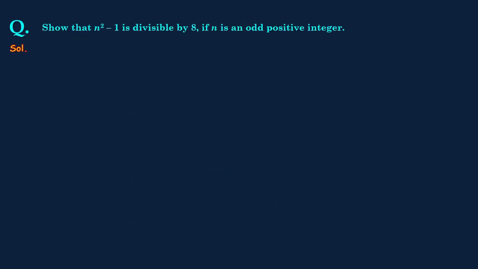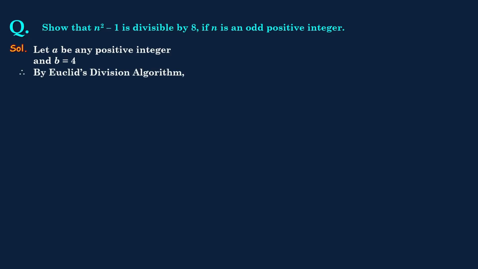Now the next question is, show that n square minus 1 is divisible by 8 if n is an odd positive integer. Let a be any positive integer, and we are going to consider the divisor b equal to 4 here. Now by Euclid's division algorithm, why have we considered 4? Because here they are asking for divisibility by 8, and since 4 is a factor of 8, we have considered b as 4.